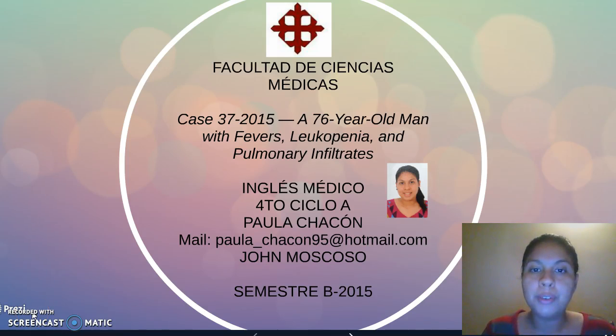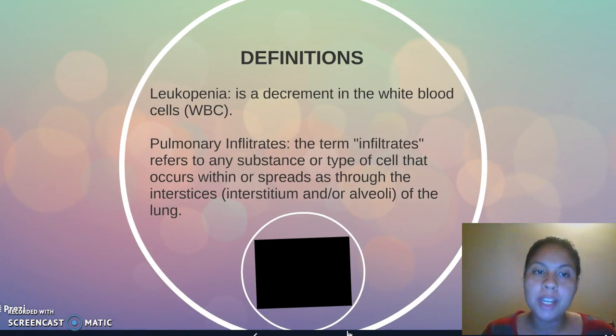Case 37-215, a 7-year-old man with fevers, leukopenia, and pulmonary infiltrates. So, definitions. Leukopenia is a decrement in the white blood cells, WBC. Pulmonary infiltrates is the term. Infiltrates refers to any substance or type of cell that occurs within or spreads through the interstitium or alveoli of the lung.